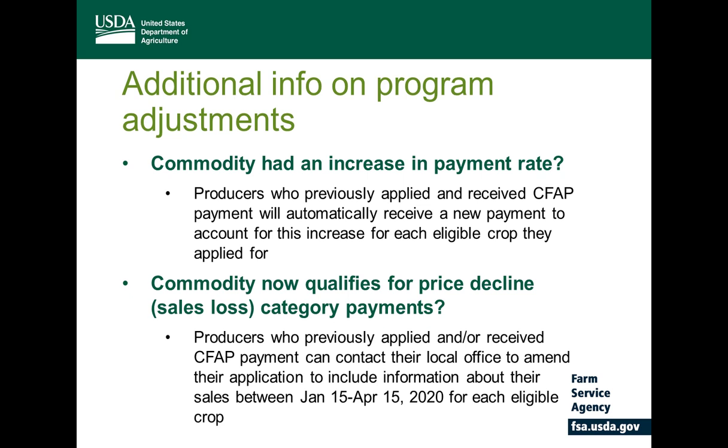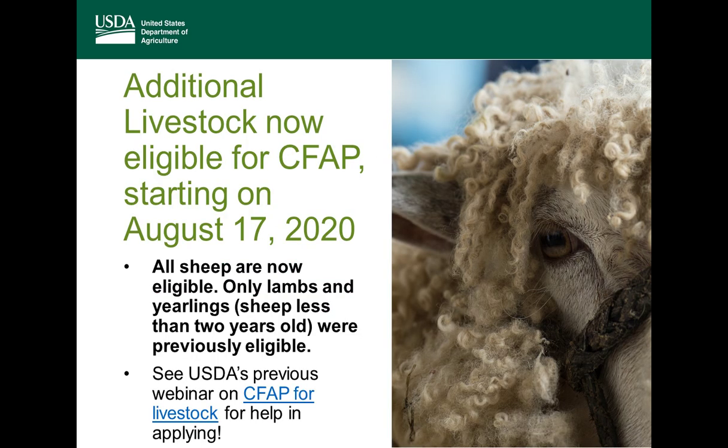In addition to those commodities being added to CFAP or being added to the price decline, we also have additional livestock that are now eligible for CFAP. All sheep are now eligible. Only lambs and yearlings, sheep less than 2 years old, were previously eligible, so now we have all sheep as eligible livestock. And you can check out the previous webinars on applying for livestock for more information on that.